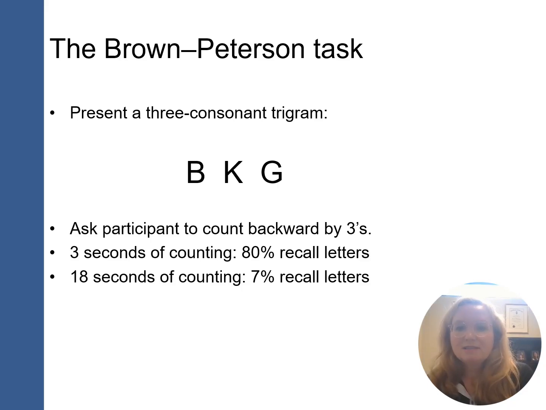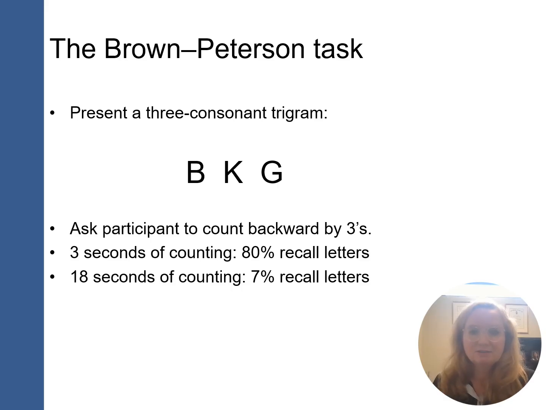So there are all kinds of techniques to look at this information and how we can hold on to information. The Brown-Peterson task is a really interesting one where they present subjects with 3 consonant trigrams, like just 3 letters, B, K, G, for example. And they ask the participant to remember this information, but then they give them another task to do. For example, they might ask the participant to count backwards by 3s. So start at 100 and start counting backwards.